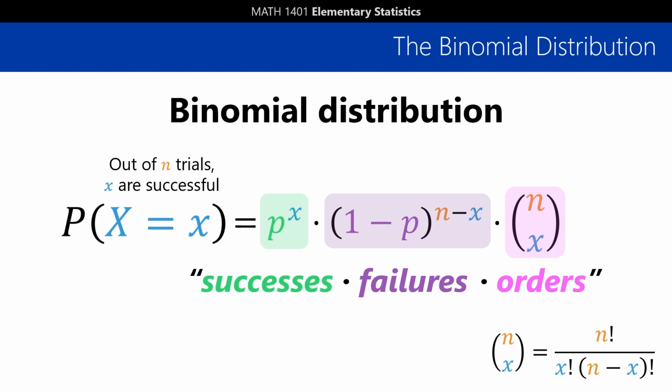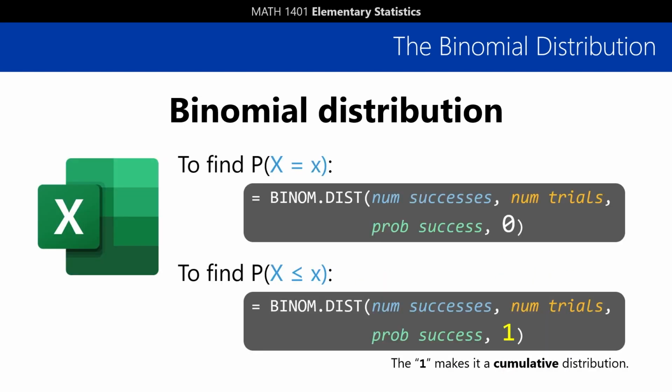In practice, though, we usually use software to calculate these probabilities for us. Excel has a built-in function binom.dist to calculate binomial probabilities. Just enter in the number of successes you're looking for, then the total number of trials, and then the probability of success. Finally, the last entry is either a 0 or a 1. Use a 0 if you want the probability of a single value, or use a 1 if you want the cumulative probability up to a certain value.